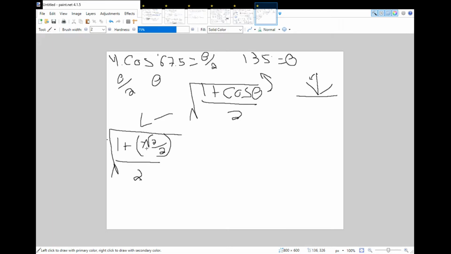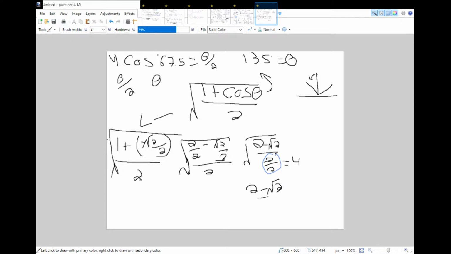So now on the numerator, we need to simplify this. It needs to be 2 over 2 minus root 2 over 2, all over 2. So now we have 2 minus root 2 over 2 over 2. This whole part simplifies to 4. So we have 2 minus root 2 over 4, all under a radical. You reduce this denominator, and you can't reduce this numerator, so the answer will be square root of 2 minus root 2 over 2.